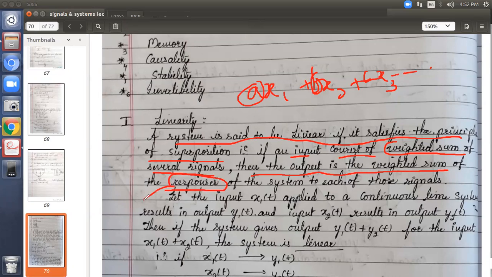Response is a synonym we use for output. It means response and output are both the same. It is the output of the system to each of these signals. This is important. Just now I have explained the word corresponding. That's what it means, to each of those signals. It means अगर आपका input x1 है तो corresponding output y1 है. Okay, x2 है input तो corresponding output y2 रहेगा. So अगर आपका input sum of these x1, x2, x3 है, the output भी आपका sum of y1, y2, y3 रहेगा. Okay.